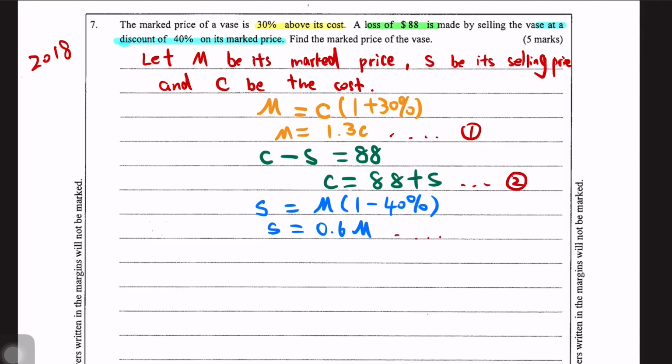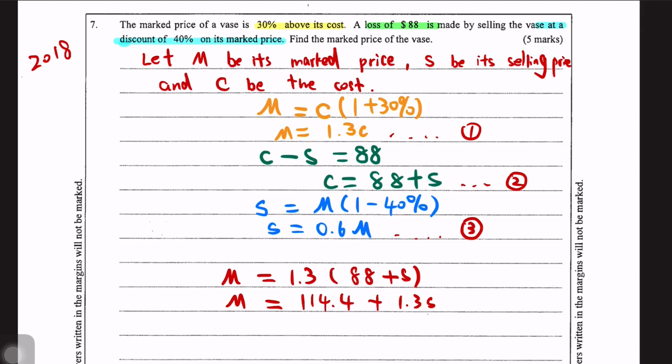Okay, 3 equations, 3 unknowns. We can solve it, but how? We start from what we want to find, okay? We want to find the M, right? We need to find the mark price. So the mark price, we write it first. It equals 1.3C. C equals 88 plus S. So we substitute it in 88 plus S. And it equals, okay, do it with your calculator.